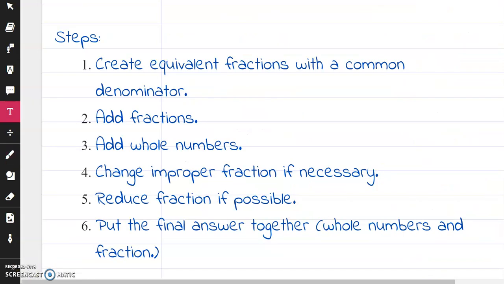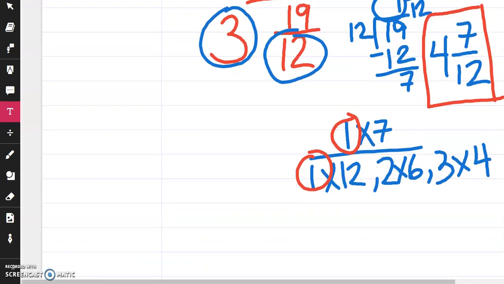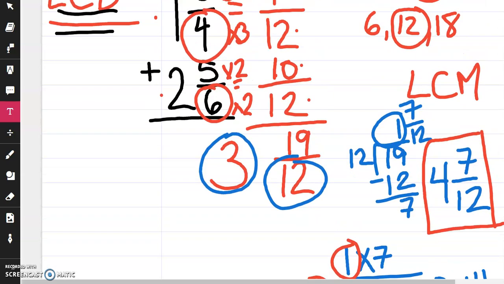So to review, here are the steps that you'll follow. You will create equivalent fractions with a common denominator. Then you're going to add your fractions. Add your whole numbers. Then, in your answer, you'll change your improper fraction if necessary. You'll also reduce your fraction if possible. Then, to finish your math problem, you will put the final answer together, your whole numbers together, add them up with your fraction. This is what it will look like.